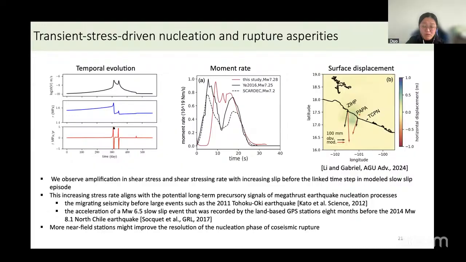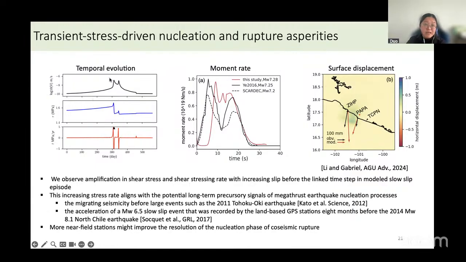Here is more observation or comparison with the data. The moment release is the black line, and the black dotted line is from USGS, or from the paper of 2016, or the SCARDEC rupture source model website. So our moment release is kind of similar, with the two peaks in the moment release, and we also compare with the GPS vectors on the surface.